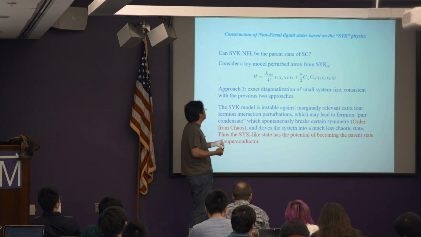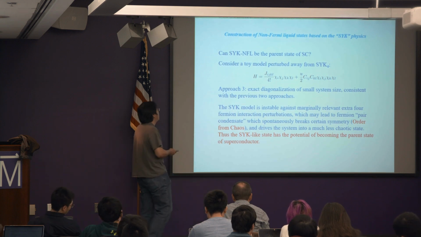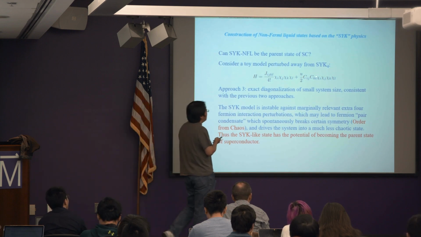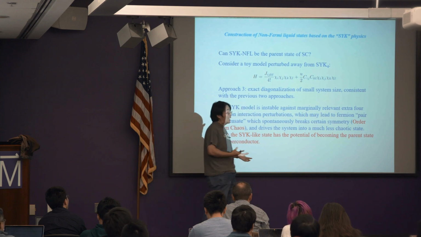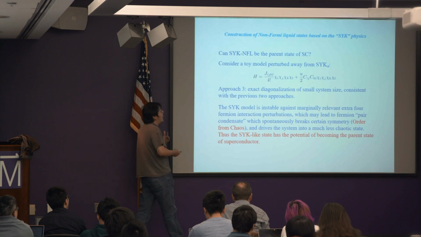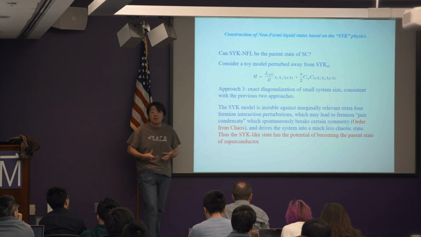It turns out it's true, because at a very low temperature the B operator, which is a fermion bilinear, condenses. When the fermion bilinear condenses, this model reduces to a fermion bilinear model, and the fermion bilinear model has no maximal chaos.